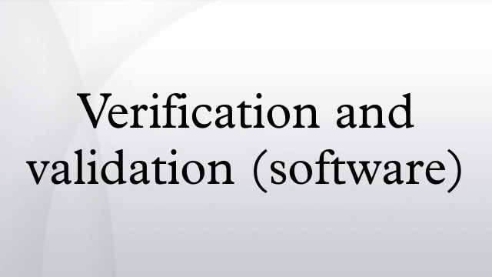Definitions: Validation checks that the product design satisfies or fits the intended use, that is, the software meets the user requirements. This is done through dynamic testing and other forms of review. Verification and validation are not the same thing, although they are often confused. Boehm succinctly expressed the difference. Validation: are we building the right product? Verification: are we building the product right?